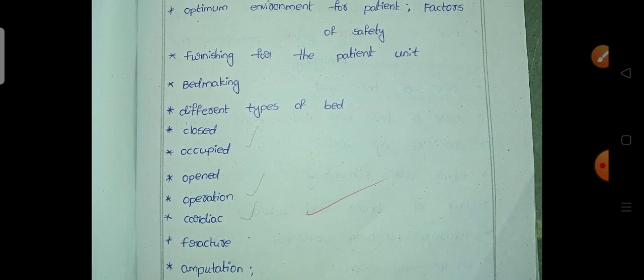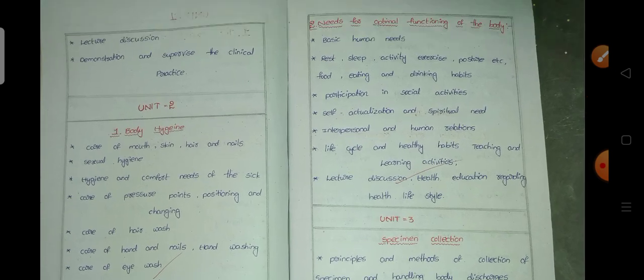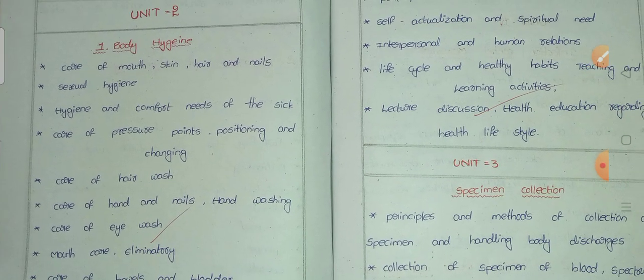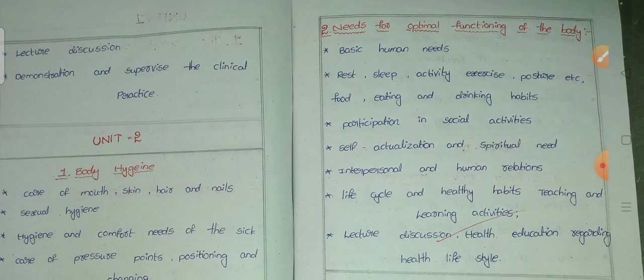So we are moving on to the continuation of this one unit. Okay, next, the second unit. The second unit is also divided into two partitions. First one is body hygiene, second one is needs for optimal functioning of the body.